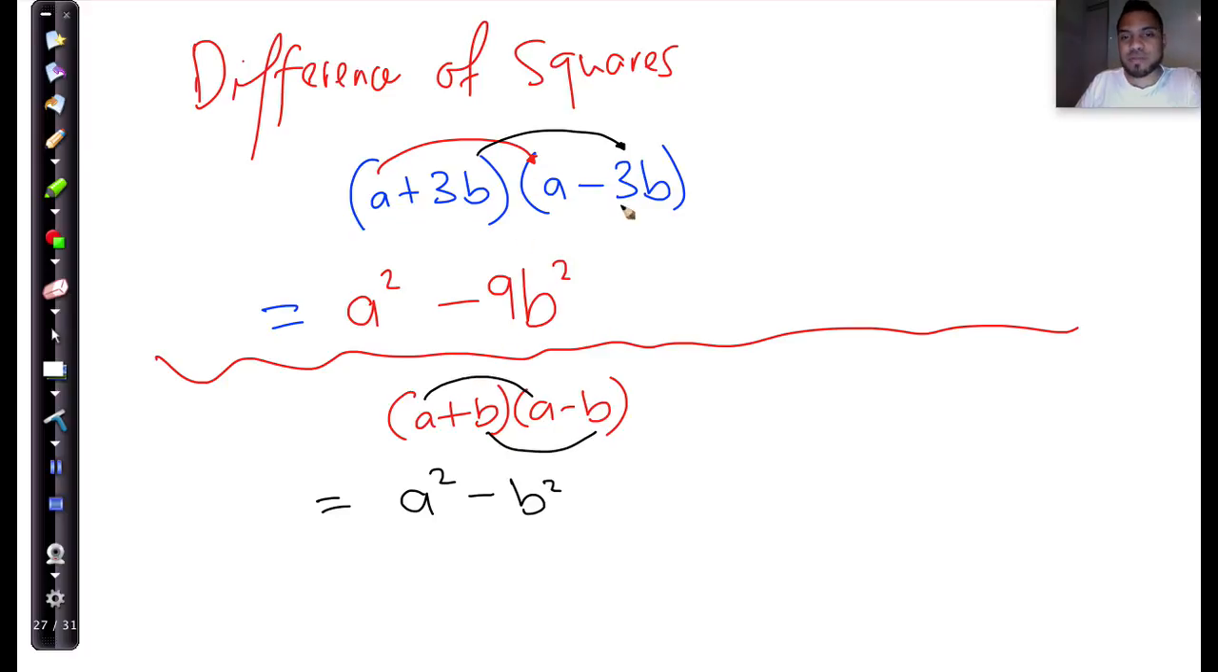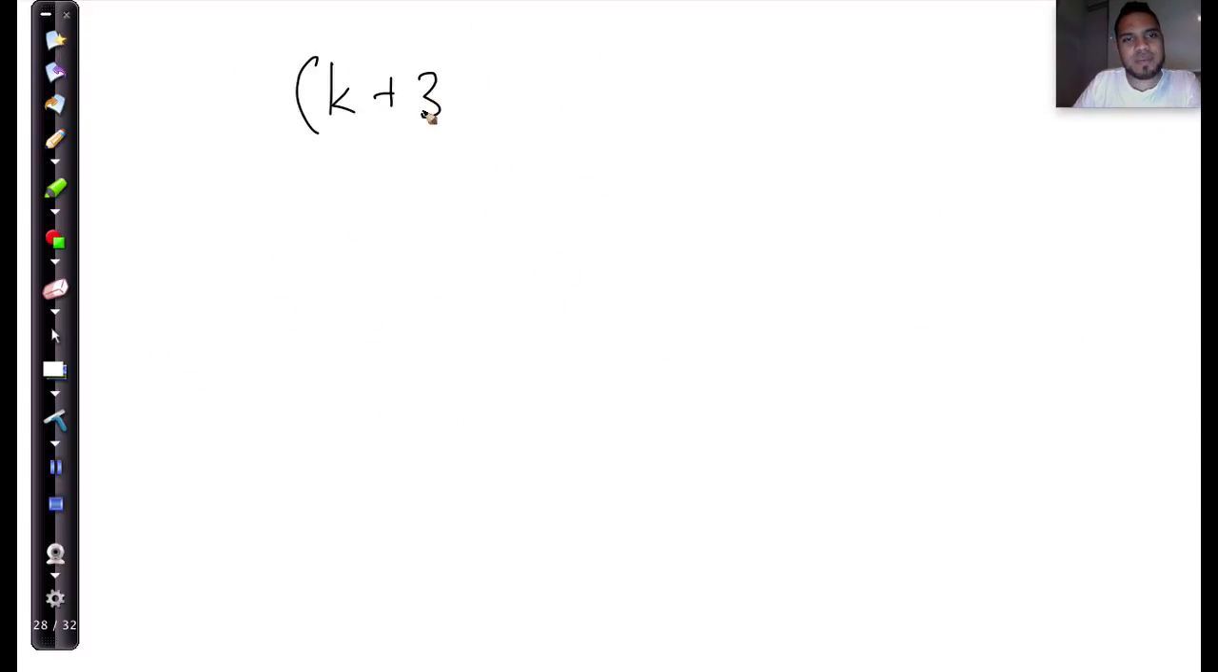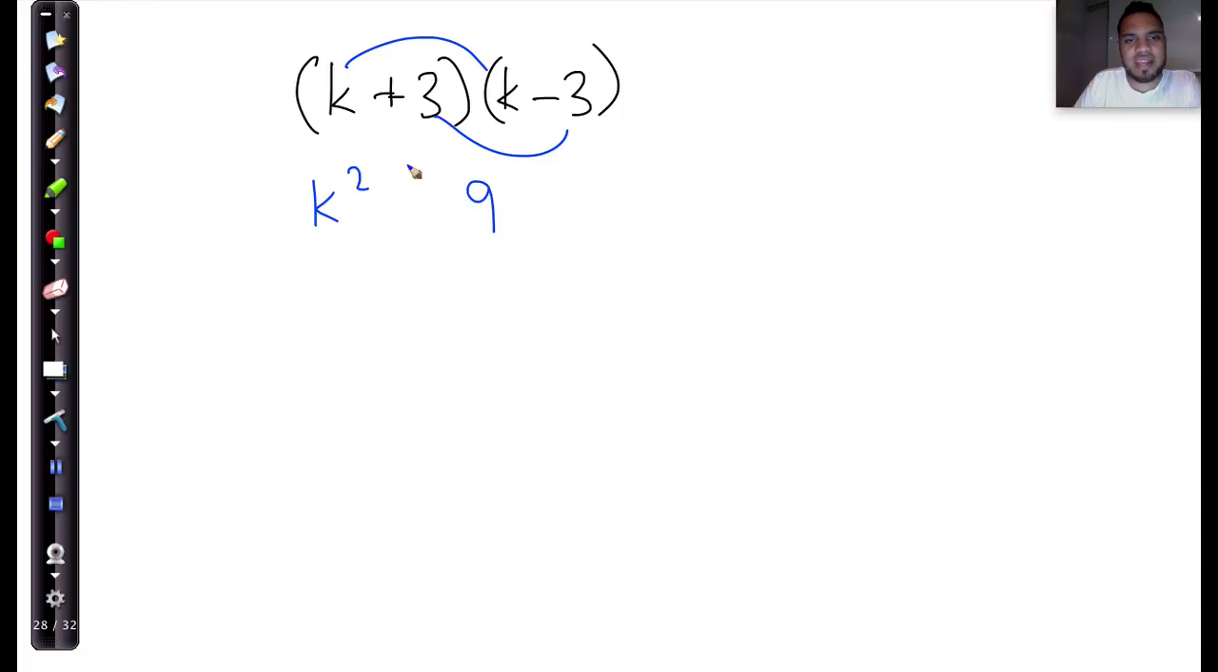Okay, remember you can do this the long way. Try the long method, sometimes known as FOIL. Okay, let's try another one. What about k plus 3? For this to be a valid difference of squares, the other factor must be k minus 3. This is very simple once again. That is k squared, and that over there is 9, and then I must put the minus.